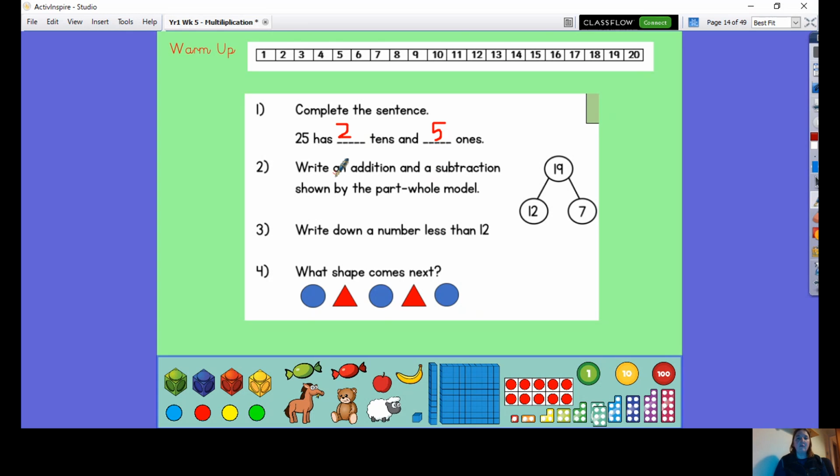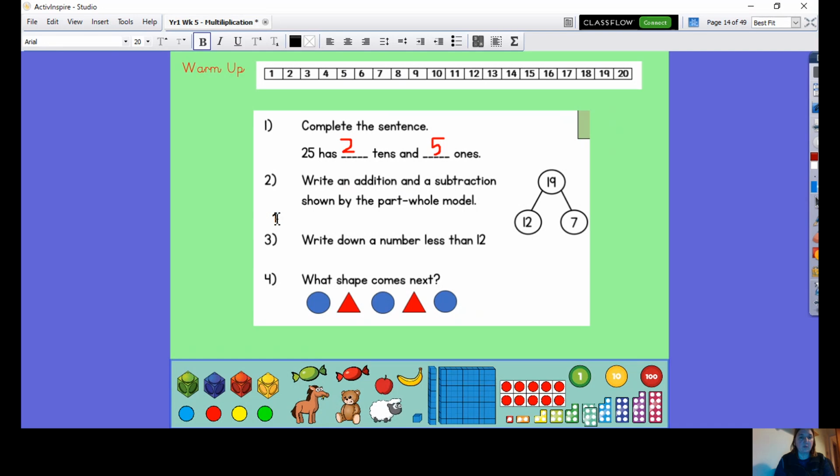Brilliant. Okay. Write an addition and a subtraction shown by the part-whole model. So here, if you remember, this is the whole at the top, 19, and then the parts are 12 and 7. So one addition I could write would be 12 add 7 equals 19. And then what you could do is change those two numbers round. Take away I could do would be 19 take away 12 equals 7. And then again, you keep the 19 at the top and then you could swap the 7 and the 12 round.